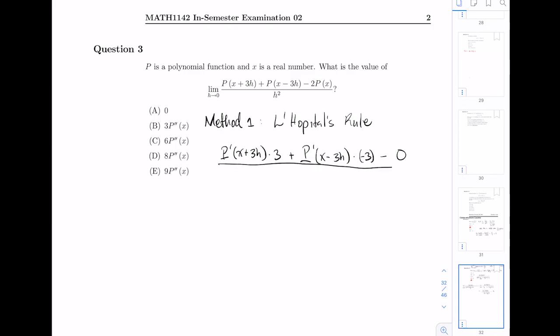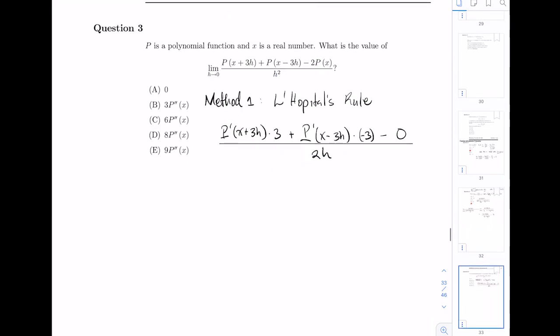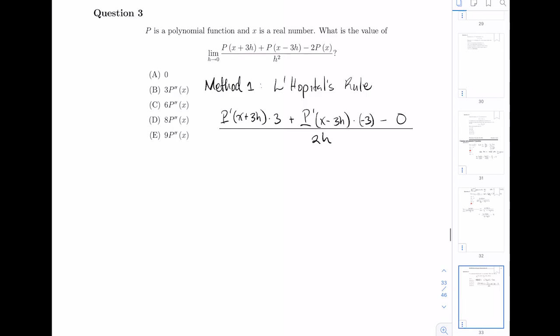And I'm dividing by 2h because I differentiated my denominator here, which is h squared. And if I differentiate h squared with respect to h, I end up with 2h. I still have to differentiate one more time. So you can't differentiate once for this example because it will still be in an indeterminate form.